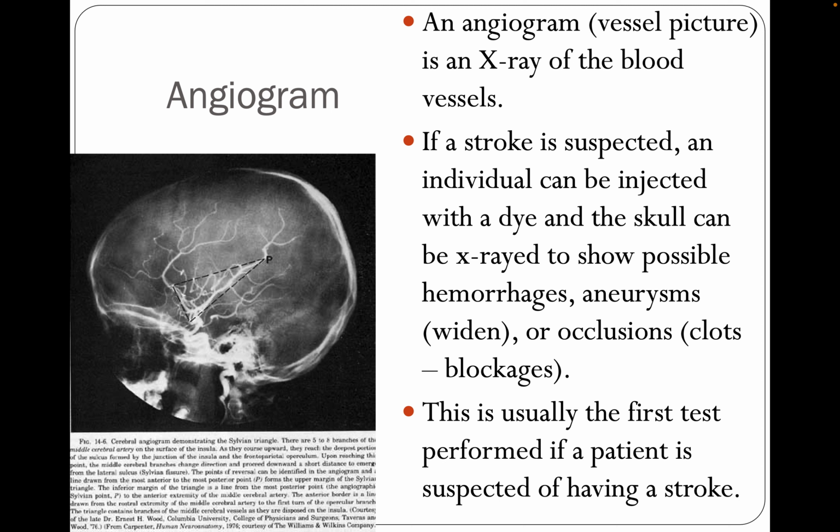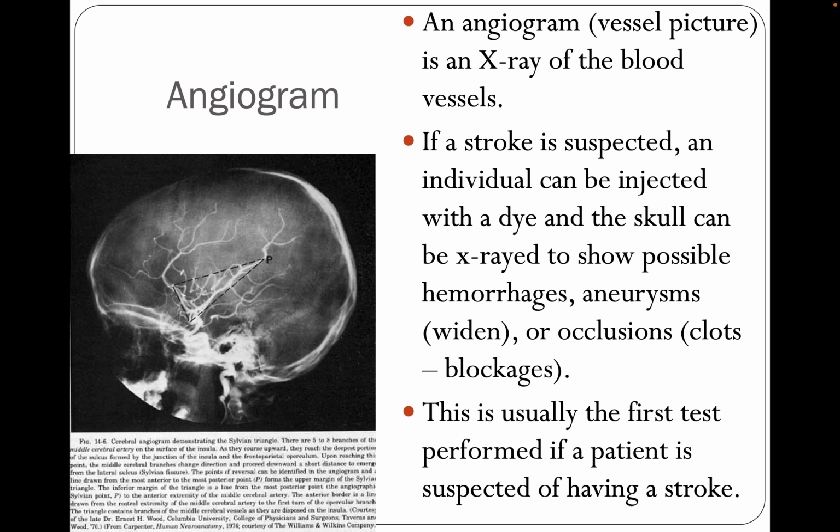An angiogram is an X-ray of the blood vessels in the brain. If a stroke is suspected, an individual can be injected with a dye and the skull can be x-rayed to show possible hemorrhages, aneurysms, or occlusions. Occlusions means blood clots. Aneurysm means widening. So it balloons out a blood vessel area that weakens. If that balloon pops, you've got a problem because then the individual will bleed out. This is usually the first test performed if a patient is suspected of having a stroke.